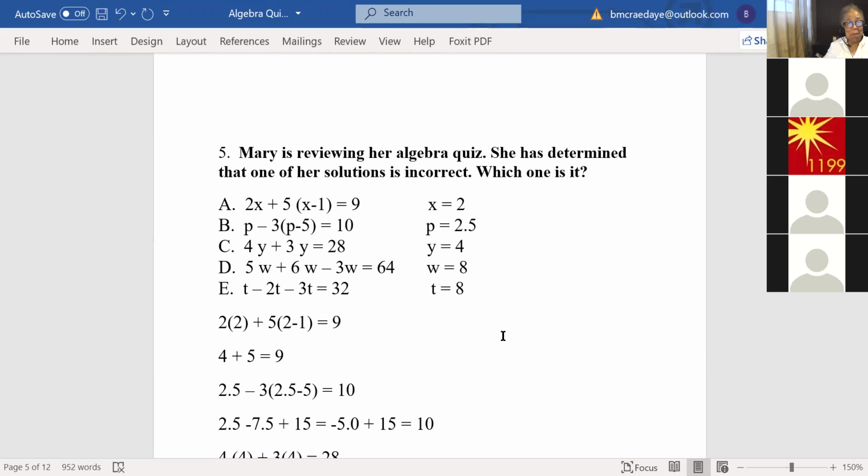Any questions on number 5? I was curious as to why no one got this one right. Because we never saw this type of one yet. Yeah, well, in math you will see different things. Well, the solutions are over here, right? These are the solutions. The value of the variable. But remember, which one is incorrect?